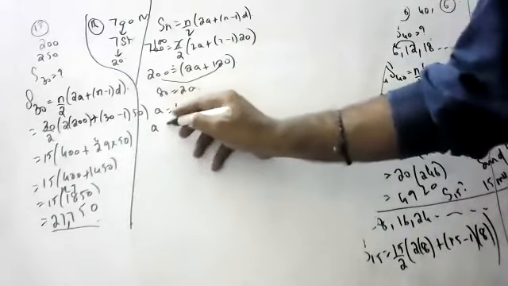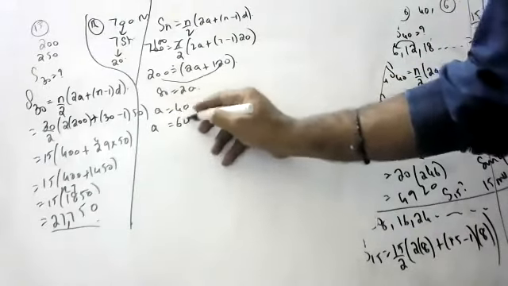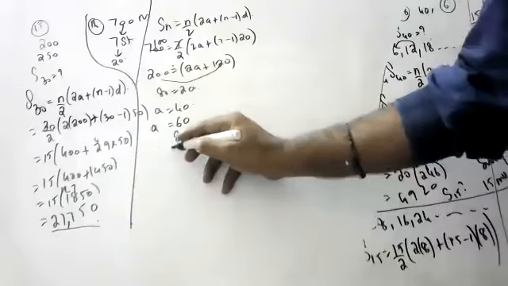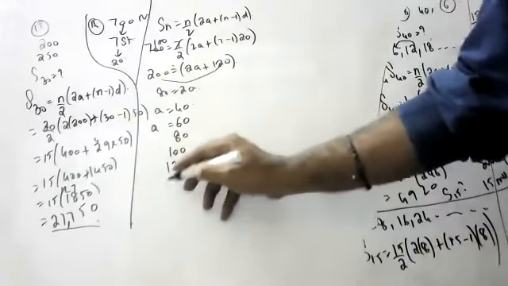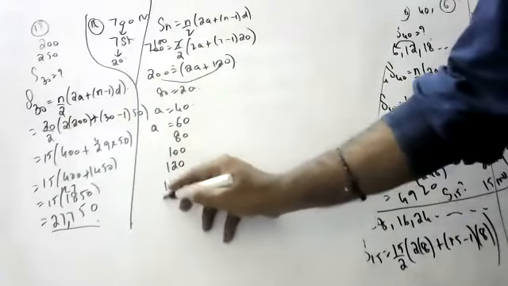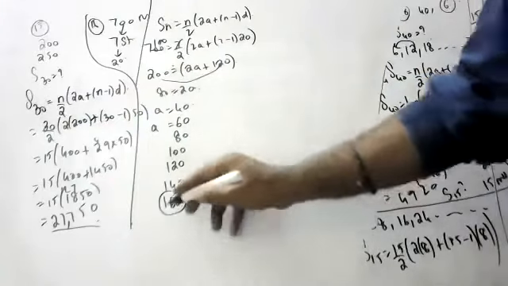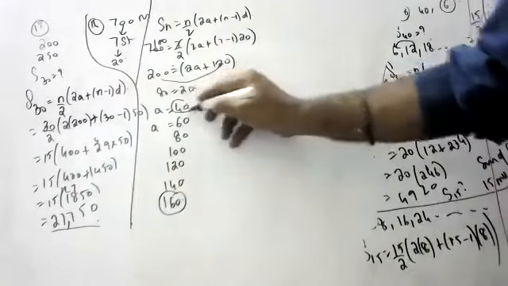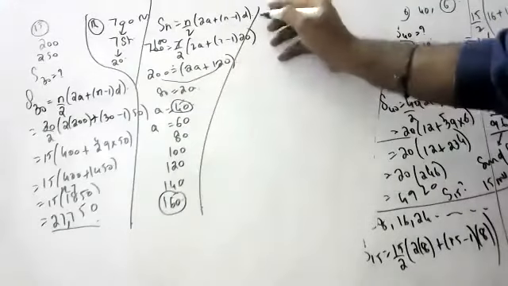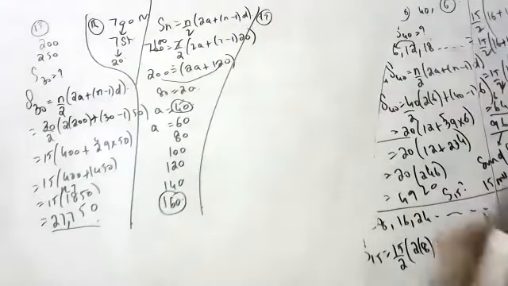So the last person is getting 40. Next person will get how much? 40 plus 20, 60. Then 80. Then 100, 120, 140, 160. So the first person will get 160, the last person will get 40. This is how 700 rupees is divided among the 7 students, children.